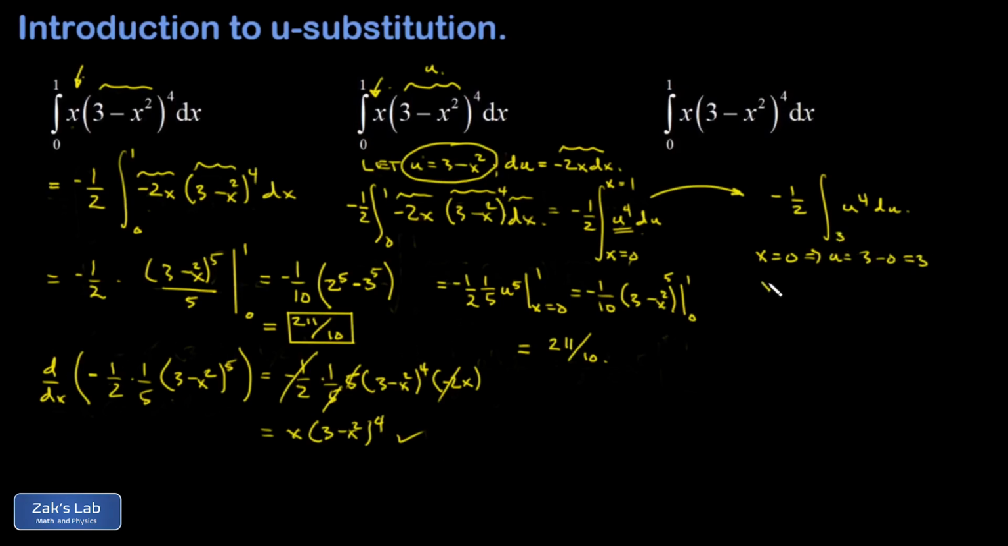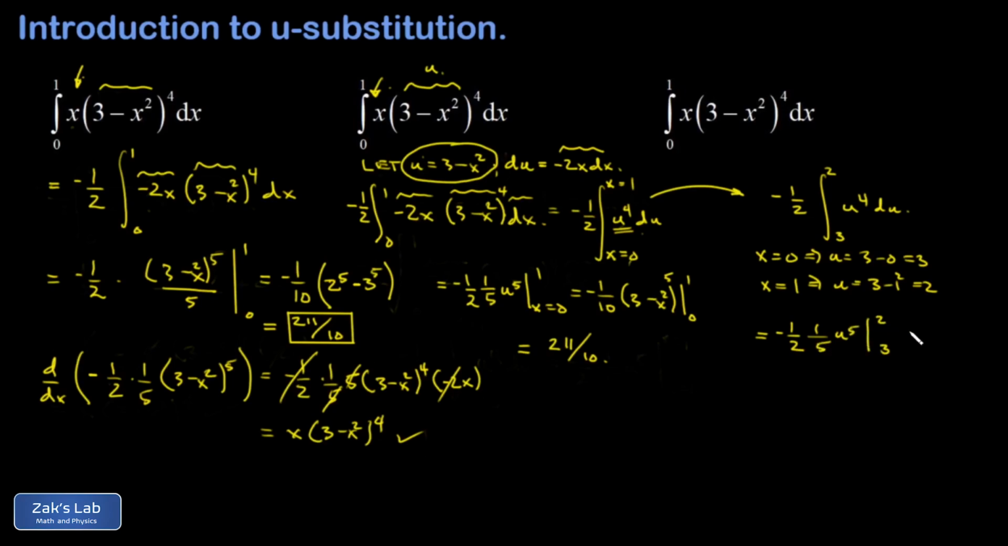Then I ask myself when x is equal to 1, what's u? And u is going to be 3 minus 1 squared, or 3 minus 1, or 2. So now I have negative 1/2 integral from 3 to 2 of u to the 4th du. And I guess the antiderivative, giving me a 1/5 u to the 5th. And I'm going to evaluate this as u goes from 3 to 2.